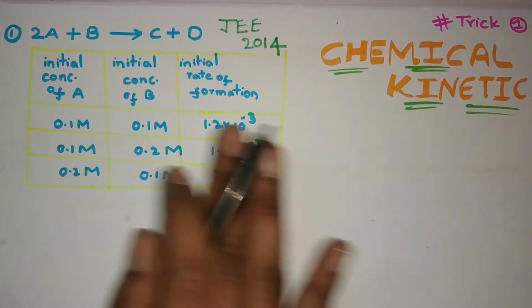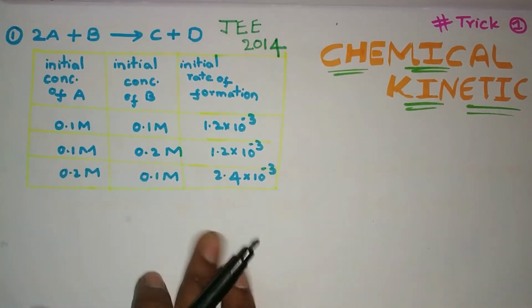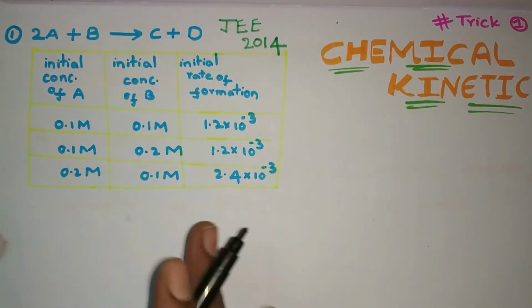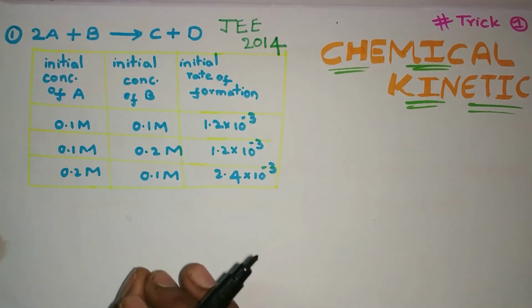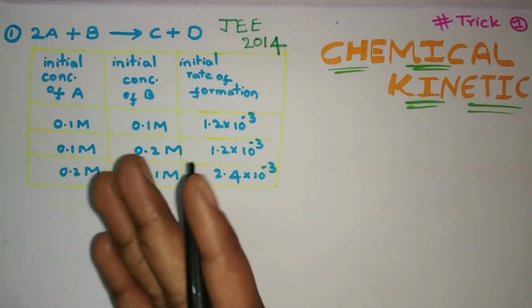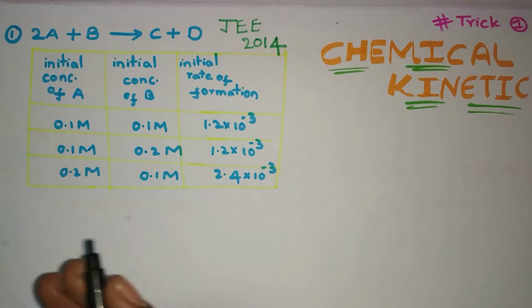From chemical kinetics, this type of question will be asked. See, this question is from JEE 2014. They asked to find the order of this reaction. How to find? Here I will discuss the normal procedure and a trick also.